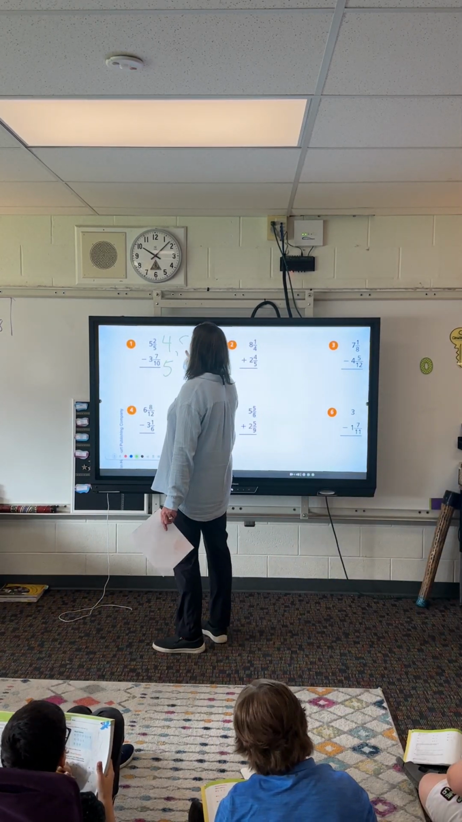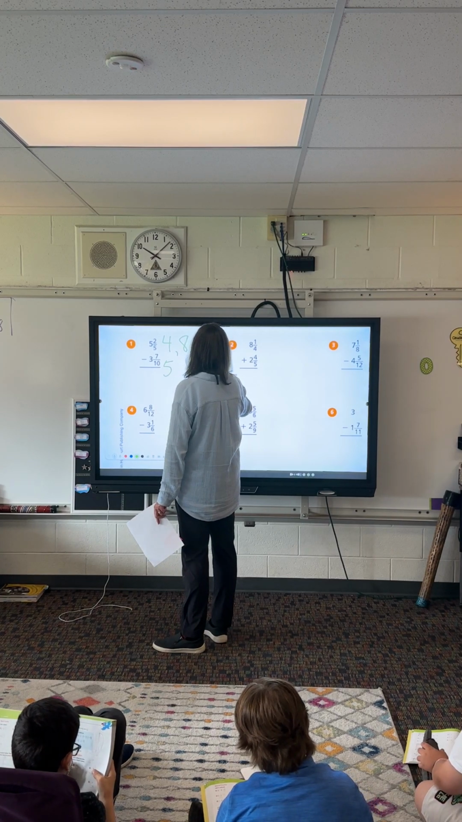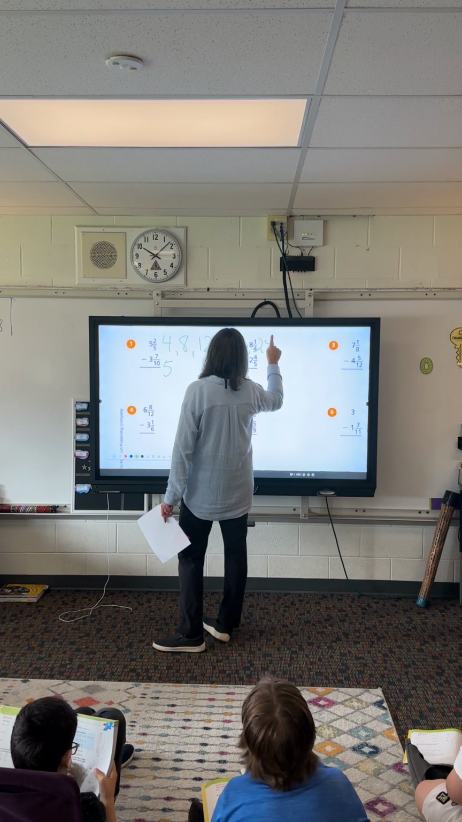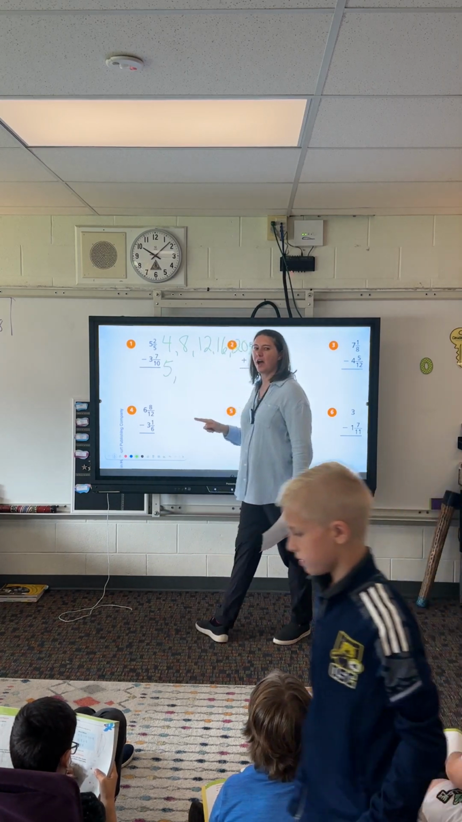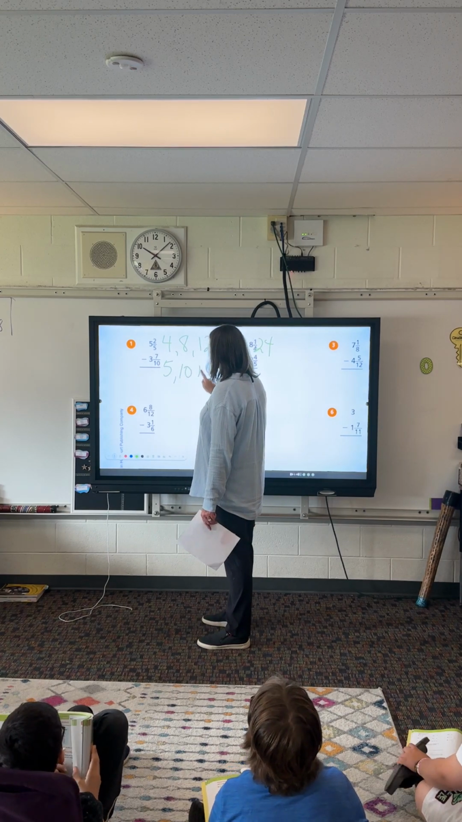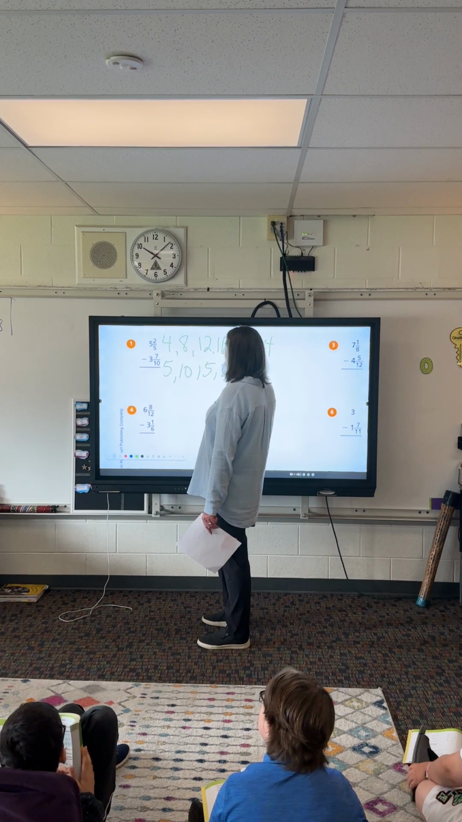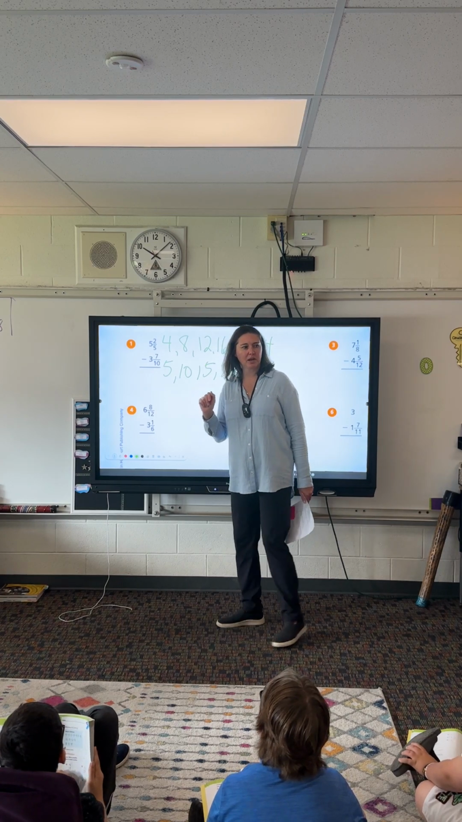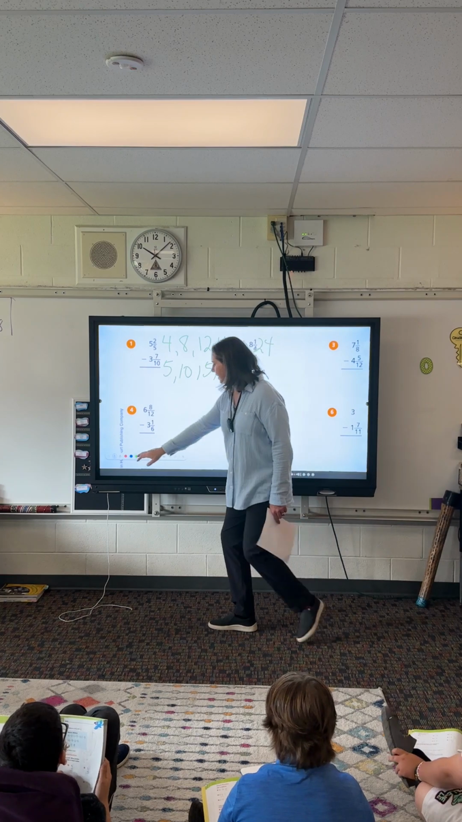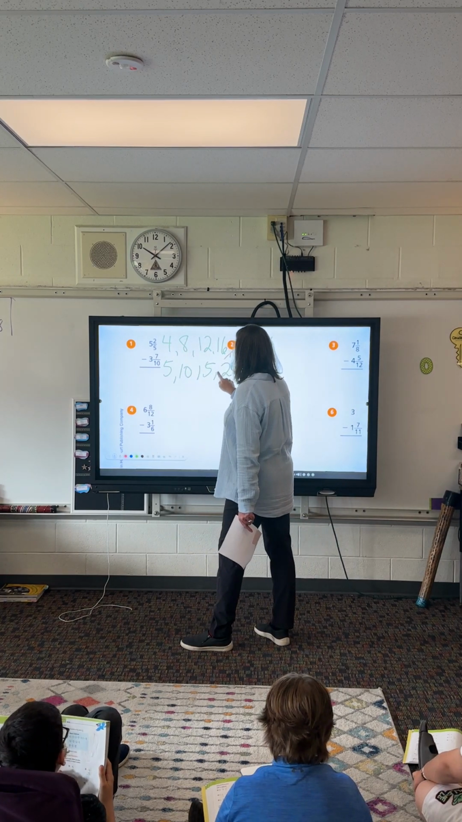4, 8, 12, 16, 20, 24. Okay, let's go to 5. Skip counting by 5s. Everyone, 5, 10, 15, 20. Did anyone spot a common denominator? Yes. Andrew? I spotted 20. 20 is in both of the numbers.